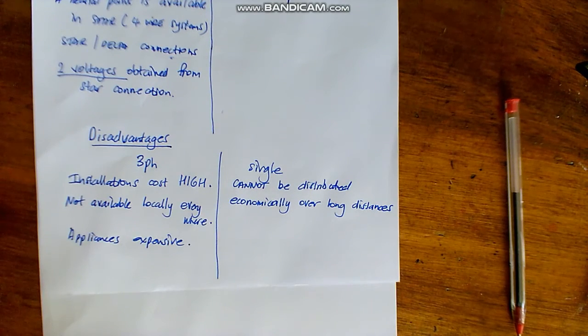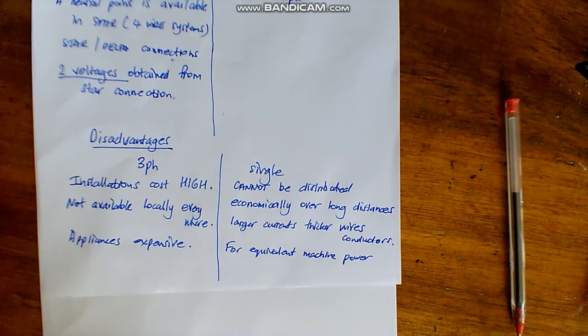With the single-phase, larger currents and thicker conductors are needed. Disadvantages of a three-phase: appliances are expensive. The single-phase, for an equivalent machine or application, is not as economical as a three-phase system. So if we have motors of the same size, we'll find that the three-phase motor will be more powerful.